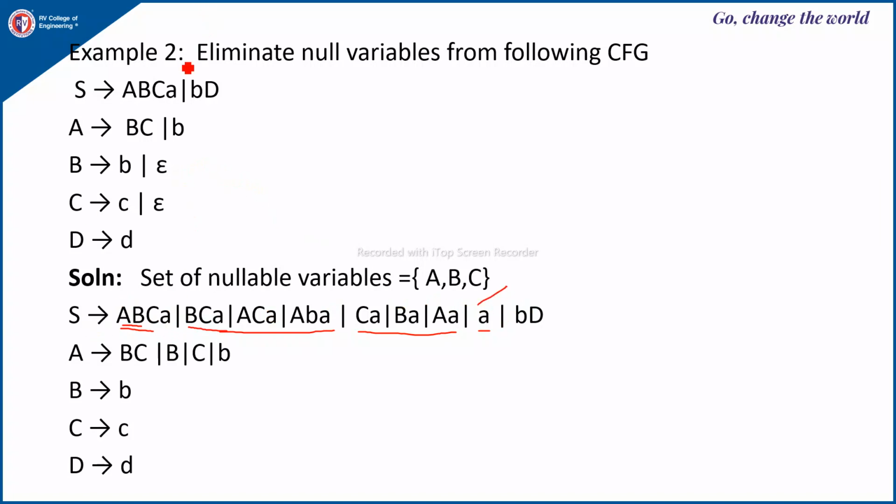Next is another production of S. You have BD, and D is not a nullable variable, so you just write BD as it is. Next is A derives BC or B, so that you write first. These two you write first, then remove one at a time. So see, if you are removing B by substituting epsilon, you will be left out with C, and if you substitute C by epsilon, you will be left out with B. If you replace both, you will get epsilon, that you should not write. Next is B derives B and C derives C. You should eliminate these productions, and D derives D.